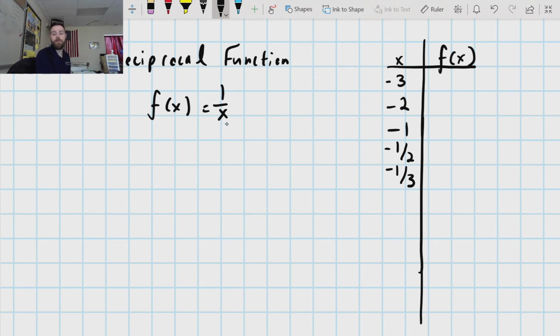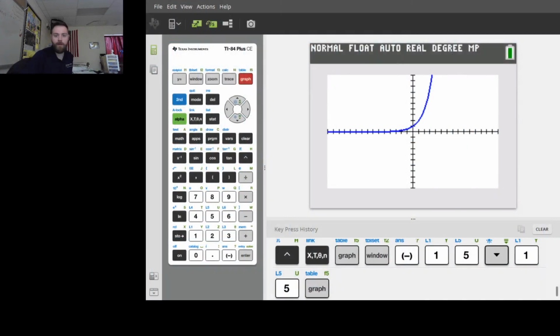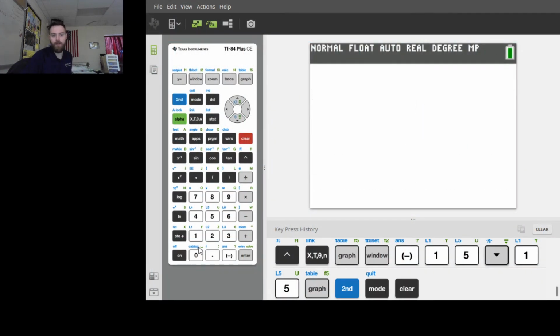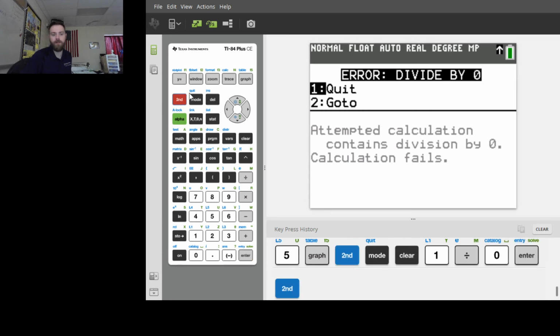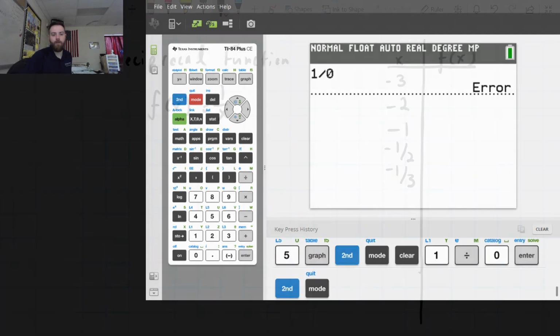Something that you need to understand is I cannot plug 0 into this function. So if you are familiar with domain and range, that means that there's a domain issue here. So if I take 1 and divide it by 0 in my calculator, if I try and plug 0 into that function, I'm going to get an error. It says division by 0.